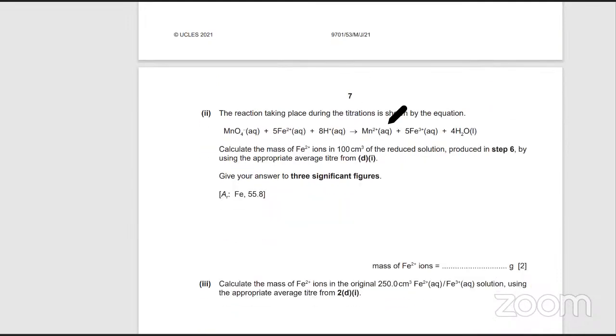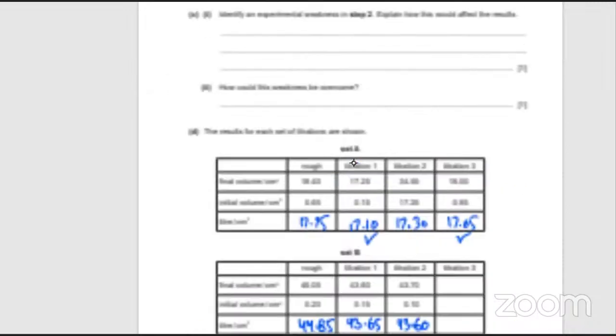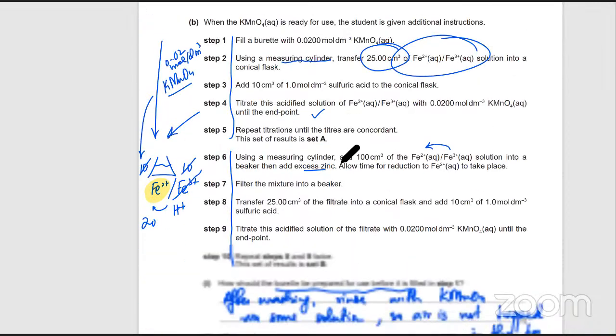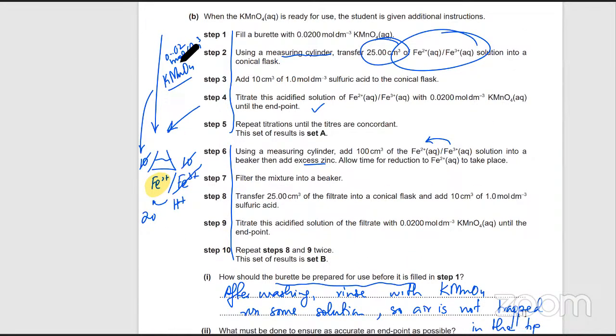Next part is the reaction taking place during the titration. He's given you the Fe2+ and MnO4- reaction. Calculate the mass of Fe2+ in 100 cm³ of the reduced solution produced in step 6 by using the appropriate average titer. So for KMnO4 we knew the concentration. What was the concentration of KMnO4? It was 0.02 mole per dm³.